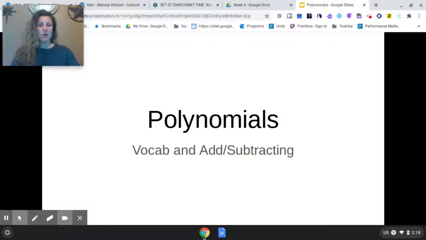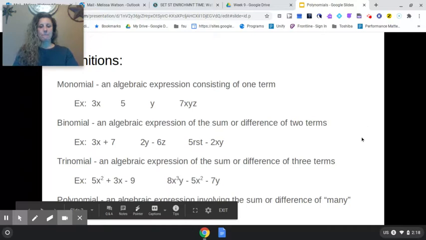Today's lesson is on polynomials. We're going to be talking about some vocab and also performing the operations of addition and subtraction. Okay, so first of all, some definitions.